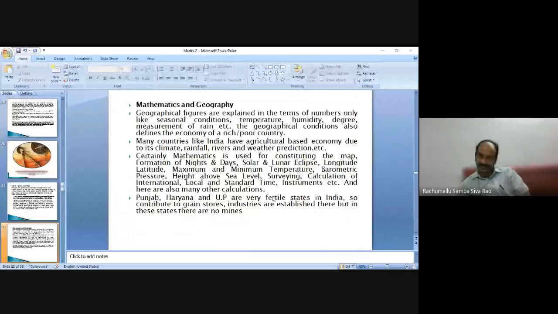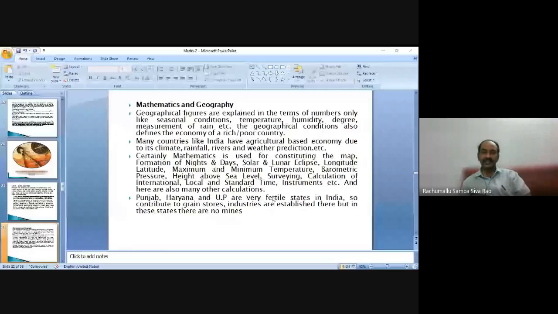Coming to the details of social sciences, the branches of social sciences, let us discuss the correlation between maths and geography. Geographical figures are explained in terms of numbers only, like seasonal conditions, temperature, humidity, degree, measurement of rain, etc. The geographical conditions also define the economy of rich and poor countries. So the concepts of geography are also explained with the help of mathematics only.